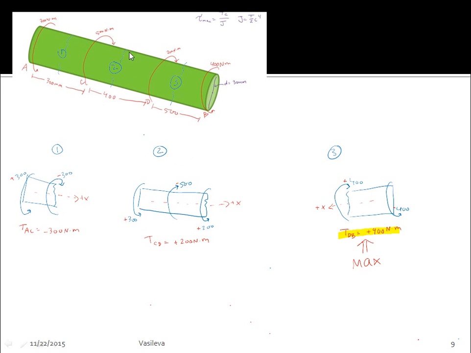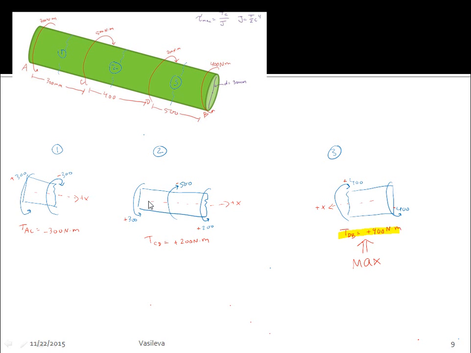Now if we look at point 2, I just cut it here. So I copy my 300, my 500, and then I come up with my unknown here to balance out the 300 and the 500. Because we have negative 500 going that way, I need a 300 this way and another 200.